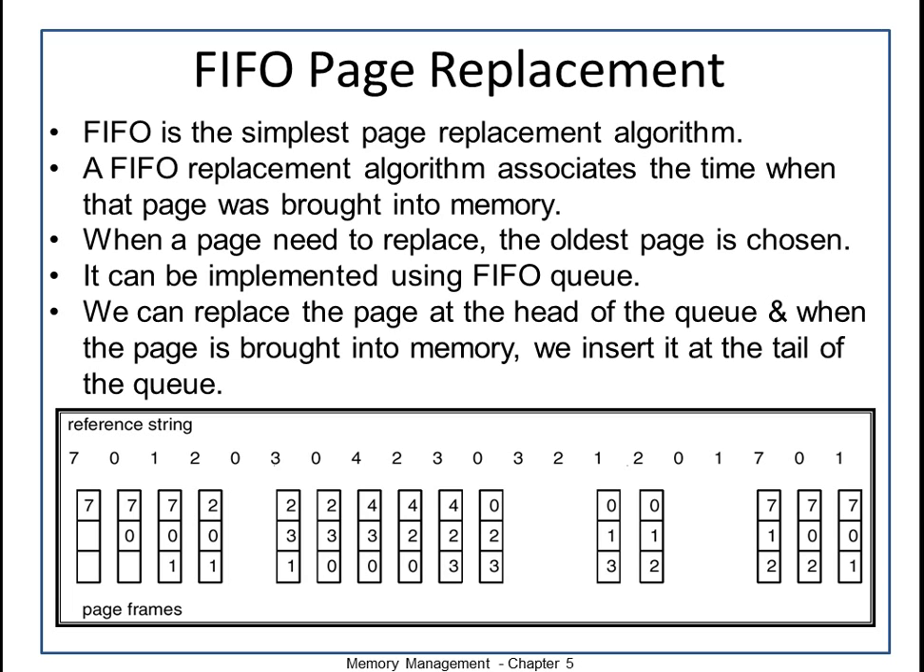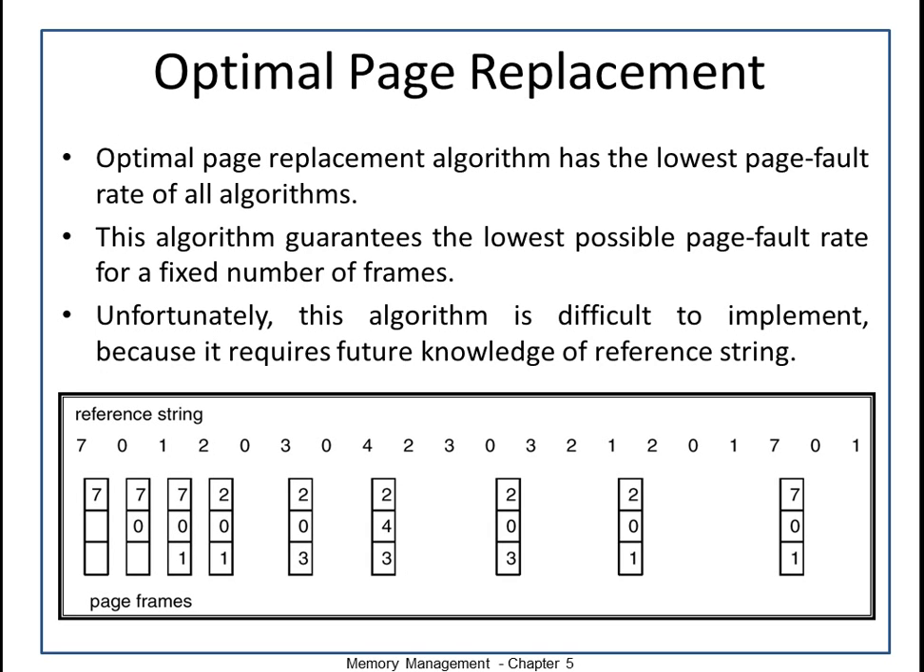So we will see the next page replacement algorithm, that is optimal page replacement. The optimal page replacement has the lowest page fault rate of all three algorithms. This algorithm guarantees the lowest possible page fault rate for a fixed number of frames. Unfortunately, this algorithm is difficult to implement because it requires future knowledge. Now let us see the same example for the optimal page replacement.